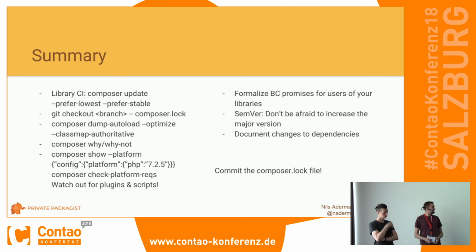So in summary, our tip for library continuous integration is to run composer update --prefer-lowest --prefer-stable. If you're resolving a merge conflict, you should use git checkout branch composer.lock and rerun your composer update. If you're trying to get your autoloader to be faster, you should be using composer dump-autoload --optimize and potentially --classmap-authoritative. If you're not sure what the reason for some package being installed or not installed is, use the composer why and why-not commands.